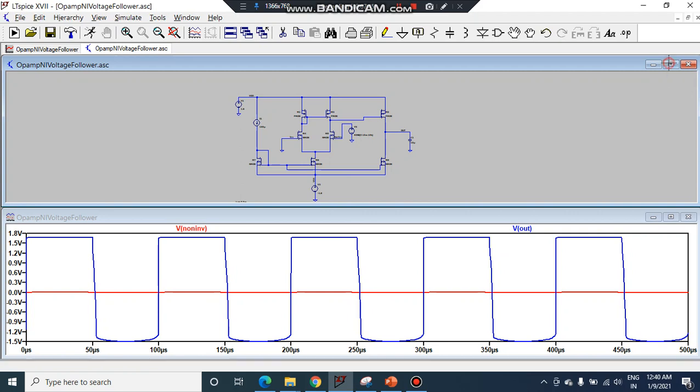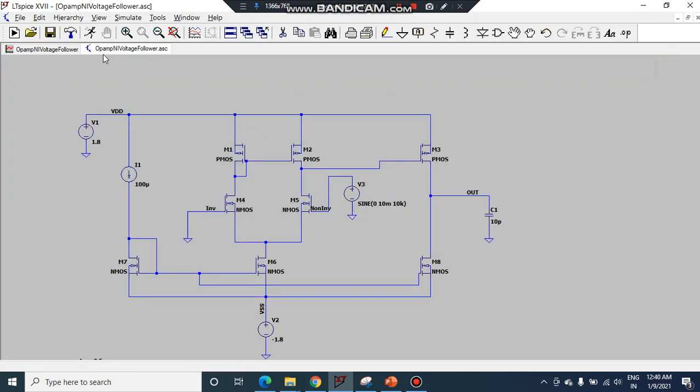So this was all about it. We studied or we looked at the simulation of op-amp non-inverting configuration followed by voltage follower configuration and an open loop case of op-amp with the transient analysis and AC analysis part.